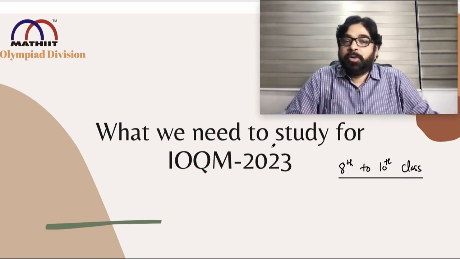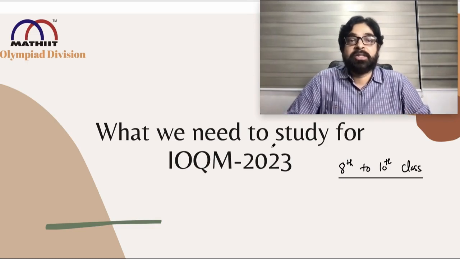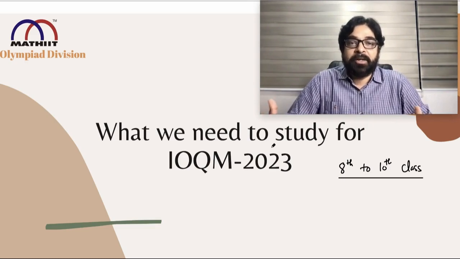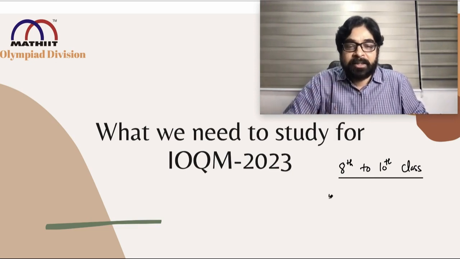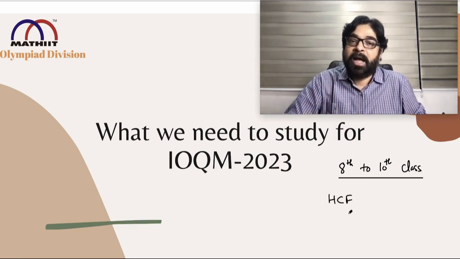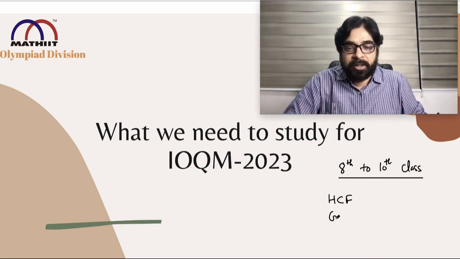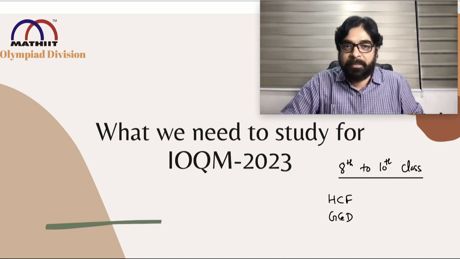So I'm going to give you the topics and chapters on the basis of the last few years' question papers. When you see the question papers, you will see that this concept has been used, that concept has been used. For example, in 9th or 10th class there is a term called HCF, highest common factor, which in Olympiad we generally call GCD, greatest common divisor. Both are the same.